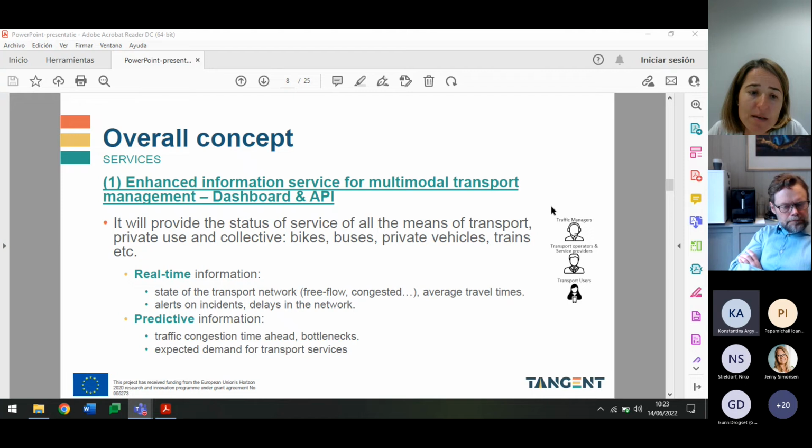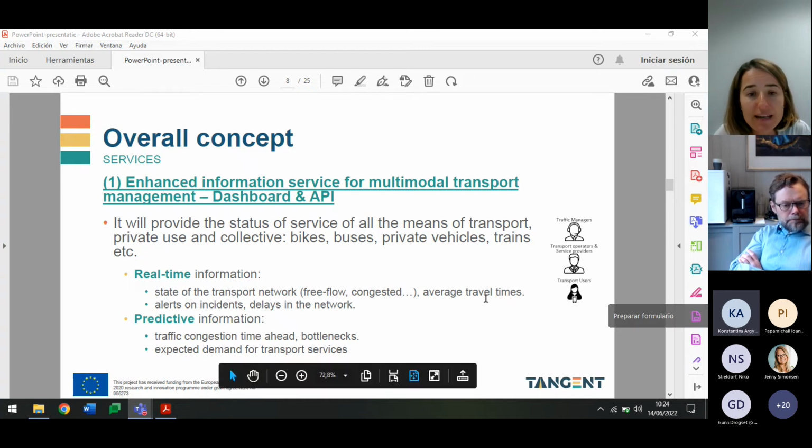The information that will be shown will be in real time, and also predictive information. The real-time information will be for knowing the status of the network at that time. For example, information on whether there is congestion, or there is free flow, also average travel times, and also if there are any incidents happening or delays in the network, it will be shown as well. And related to predictive information, it will show information time ahead. So, for example, the case of traffic congestion or bottlenecks, and also if the system identifies a potential high demand in different transport services.